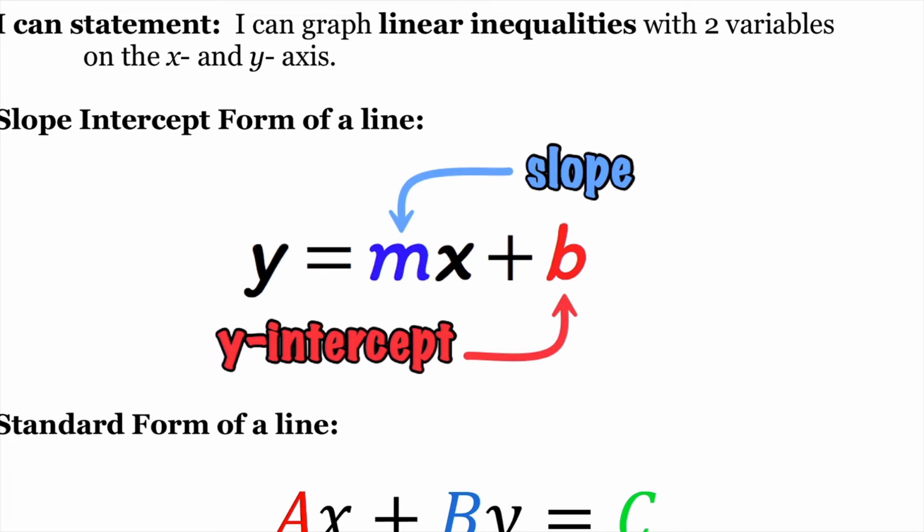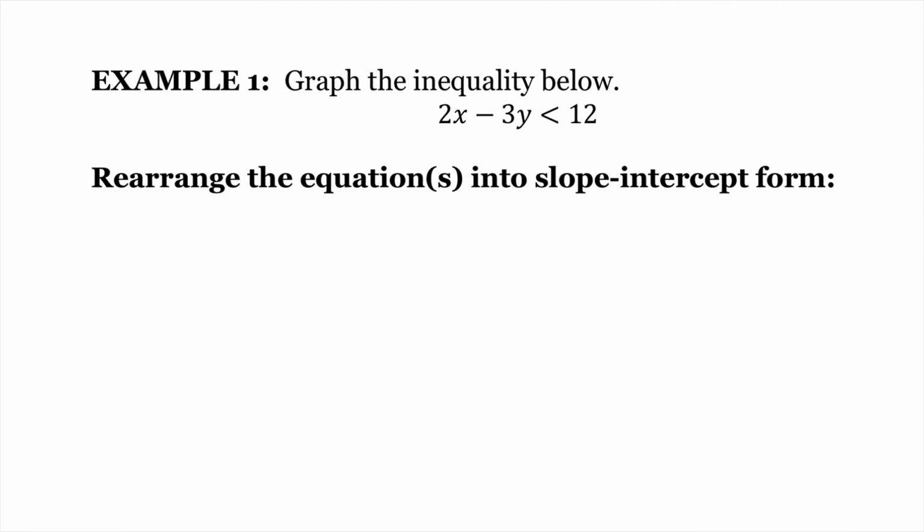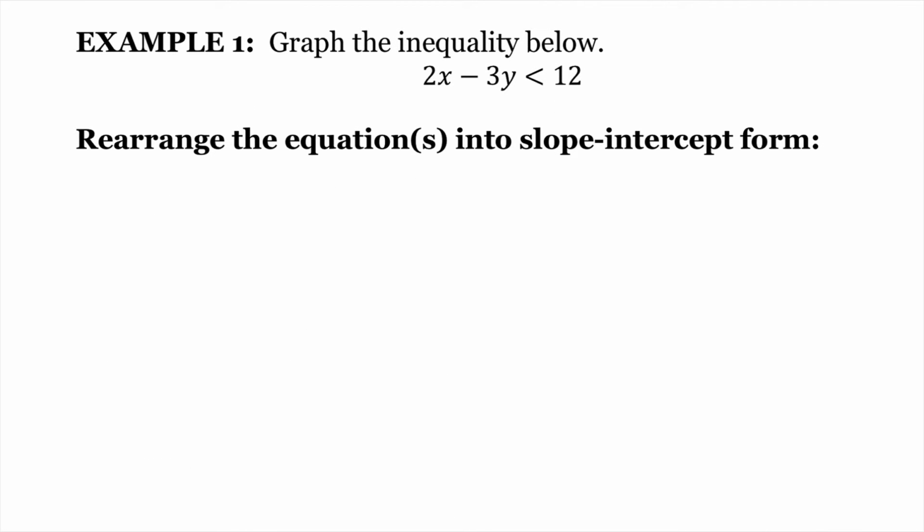Sometimes they do that for us, sometimes they don't. On number one, they didn't. X and y are on the same side. All right, so if I draw my blue line here, x and y are on the left side, 12 is on the right. So the first thing I have to do is get everything else that's not a y away from the left side, okay? We've kind of done this before. So first thing I'm going to do is rewrite it. So I have 2x minus 3y is less than 12.